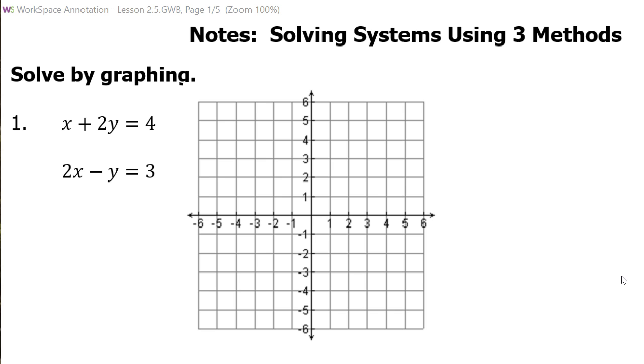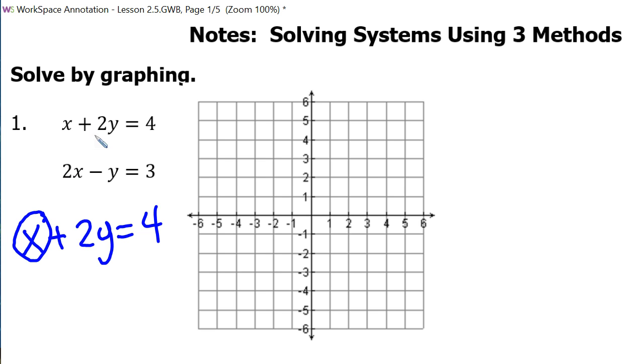So problem number 1 is to solve by graphing. Now, in order to graph those 2 lines, you have to have y by itself. So do we have y by itself? No. So let's start with that first equation. The first equation is x plus 2y equals 4. Now, if I want this y by itself, what has to move? The x. I'm going to circle the x, draw an arrow showing I'm moving it. And what happens to x when I move it to the other side? Changes to a negative x. Now the 4 is positive, so it stays positive.